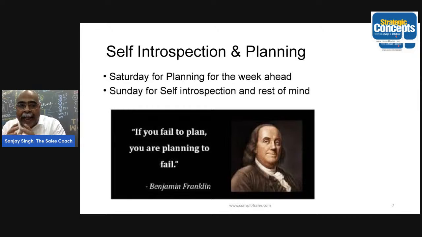I'm looking at a plan run by sales professionals. All right. So Saturday is for planning for the week ahead, and Sunday for self-introspection. Sunday should be dedicated to self-introspection and a mental rest for the mind. The fatigue levels of the mind and a mental rest should be taken care of on a Sunday. It's very, very important that all of you must take rest on Sunday.